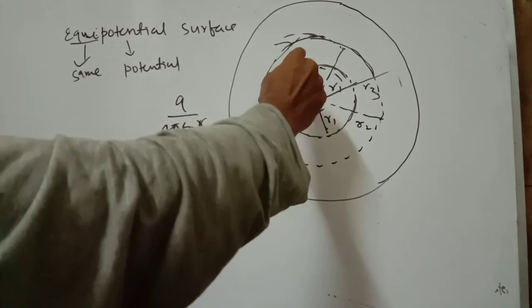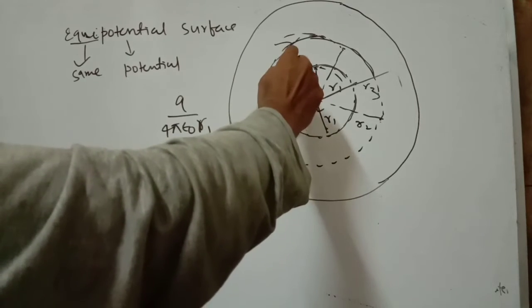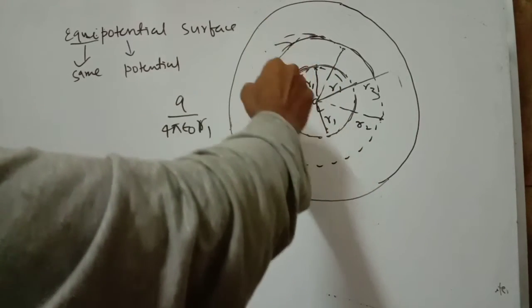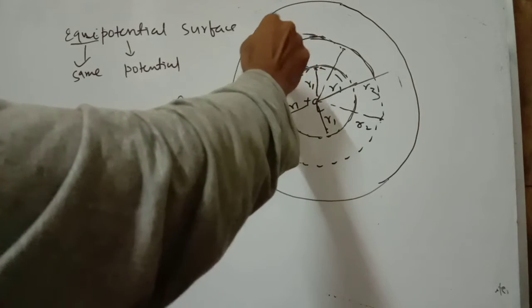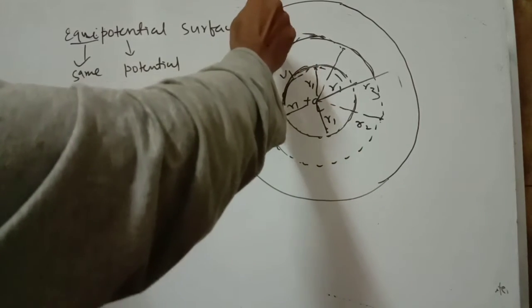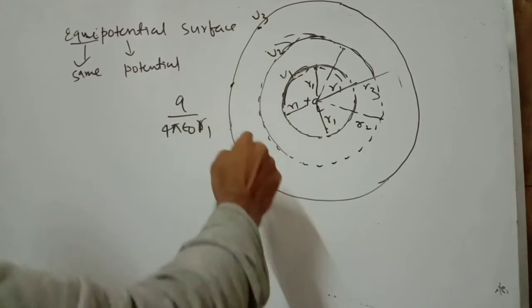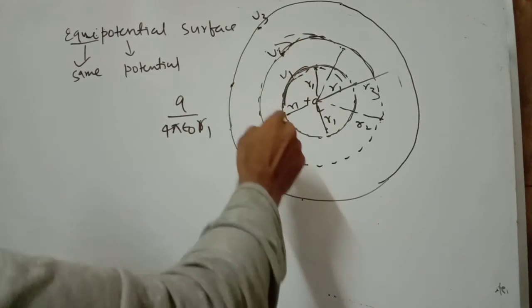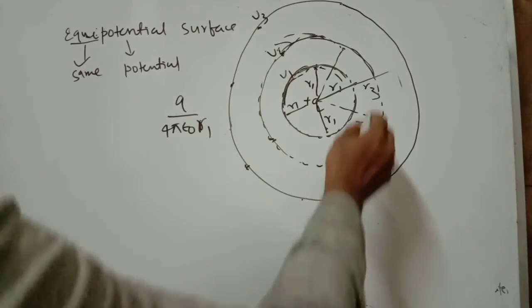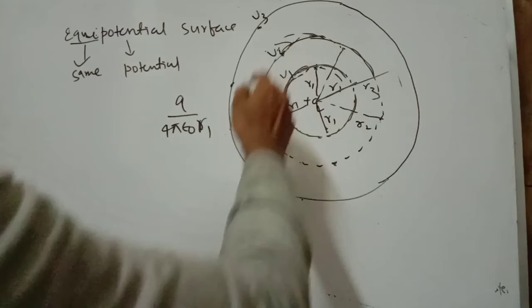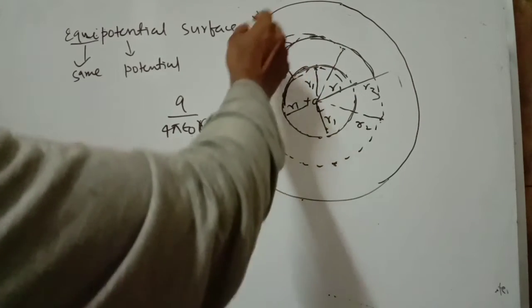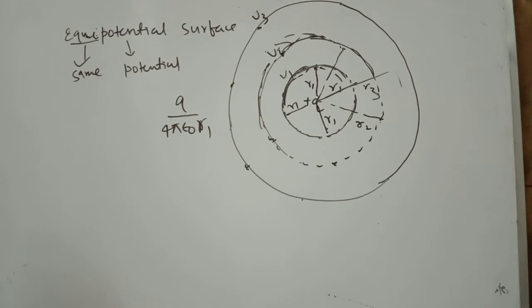Let this one have the potential V1 throughout, and this equipotential surface be considered V2 throughout. Then V3. So V3 here, V3 here is also the same V3. Similarly, V2 is here, then also V2 is here, V2 is here. The potential throughout this region is the same. So this is an equipotential surface, this is another equipotential surface, this is another equipotential surface.